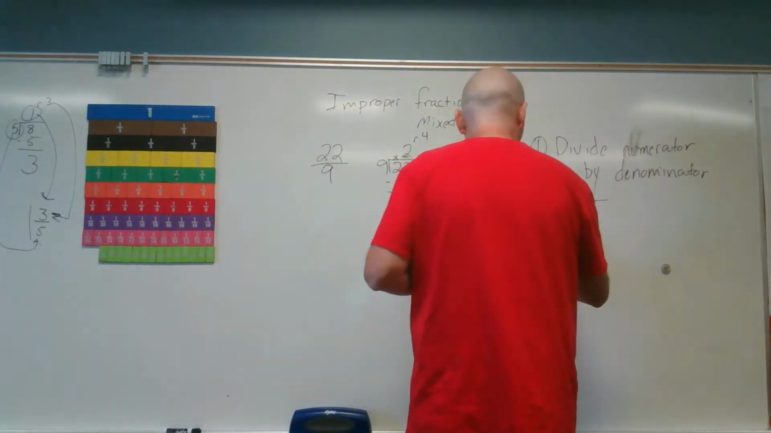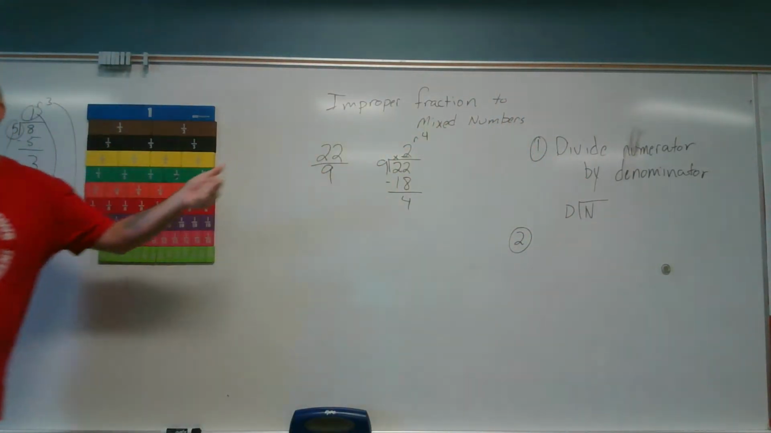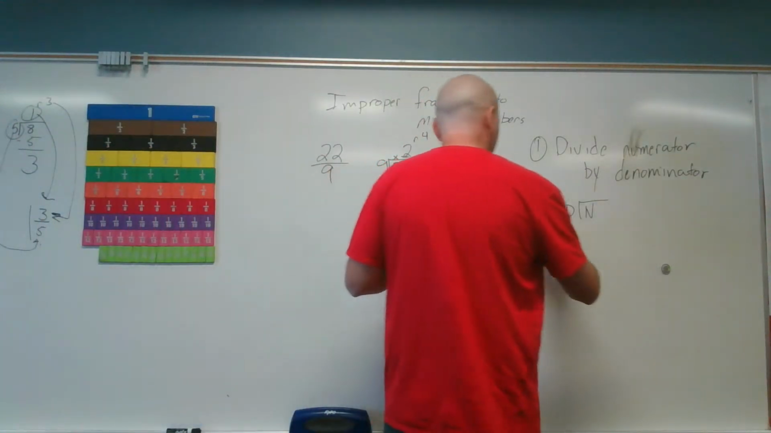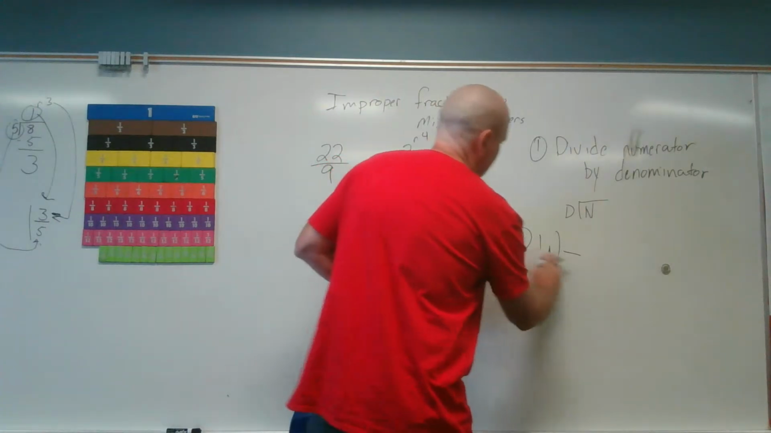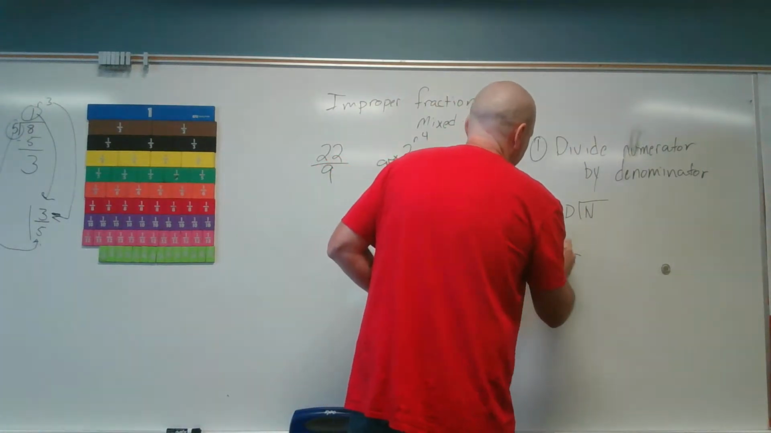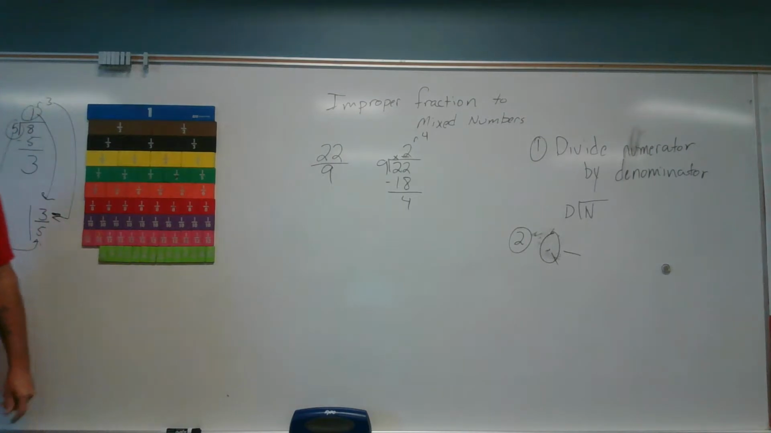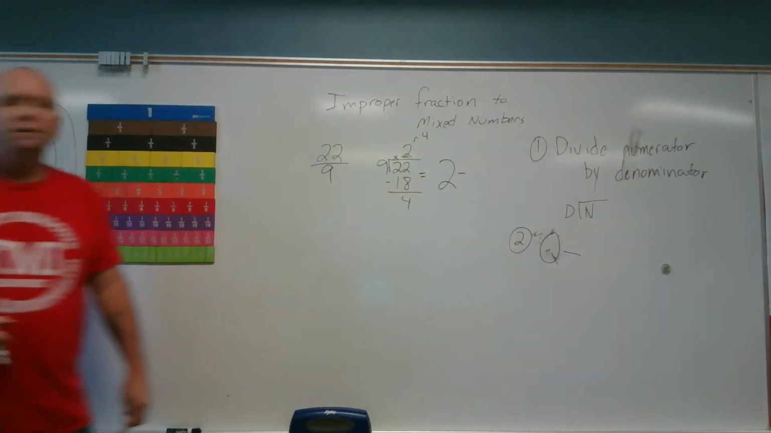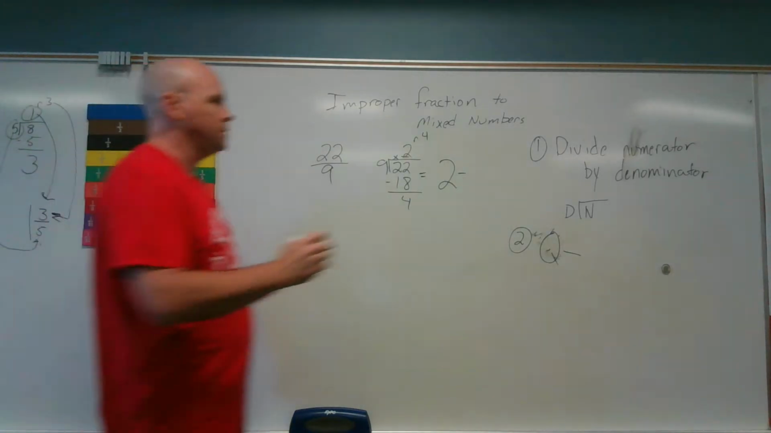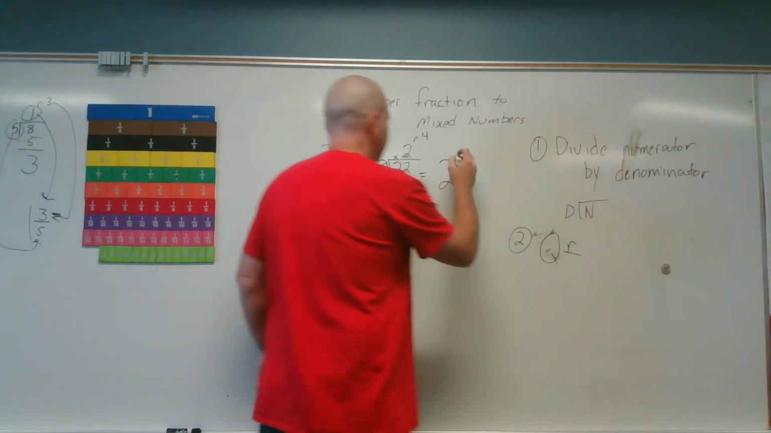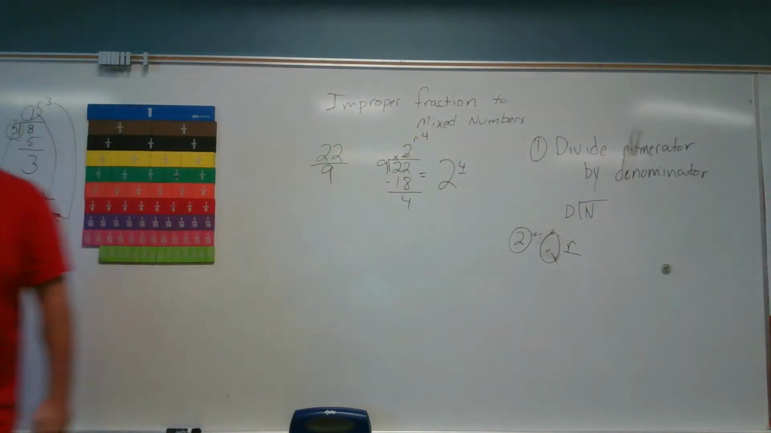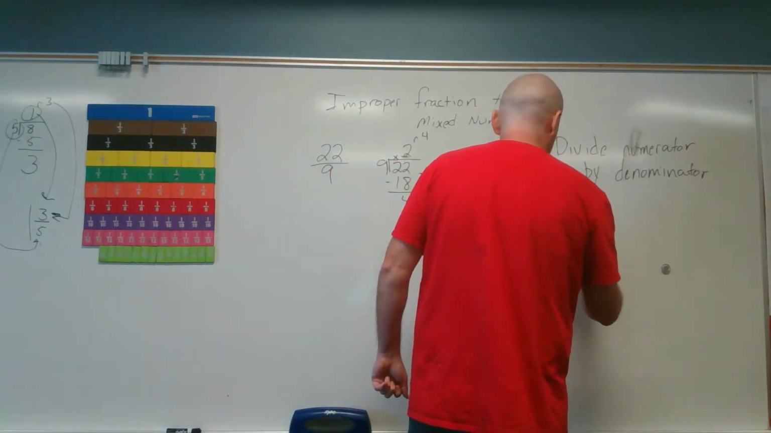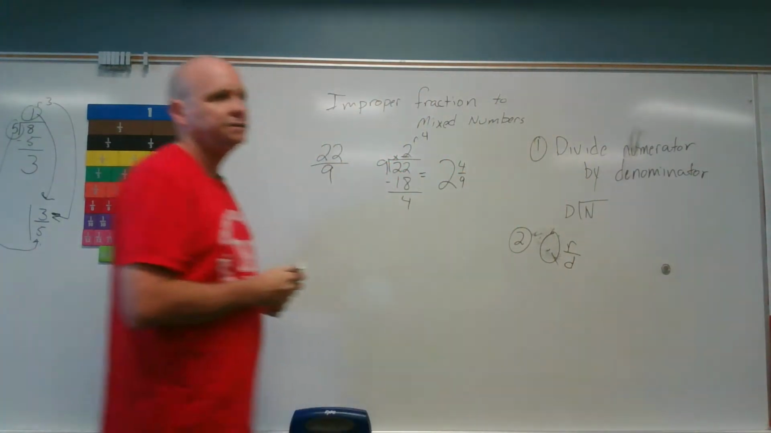Step 2, we're changing this to a mixed number. So for example, here my whole number is my quotient. So in this case, it's going to be 2. My numerator is my remainder. So in this case, it's going to be 4. And my denominator stays the same. So in this case, it's 9.